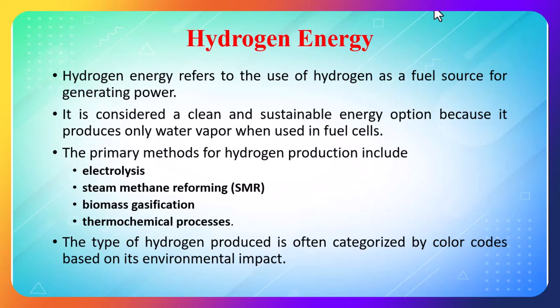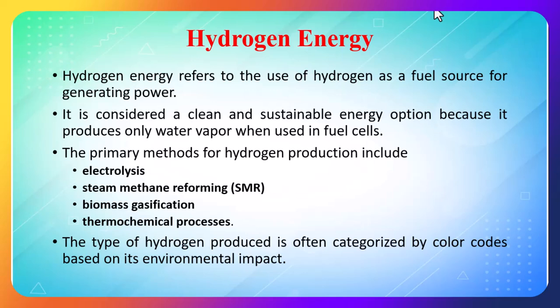There are different ways by which we can produce hydrogen. The methods are electrolysis, steam methane reforming, which we call SMR, biomass gasification, and thermochemical process. Let us see one by one. The type of hydrogen produced is often categorized by a color code based on its environmental impact.